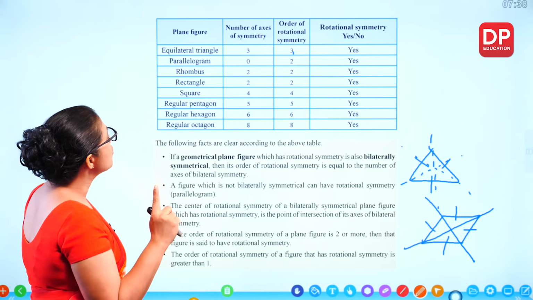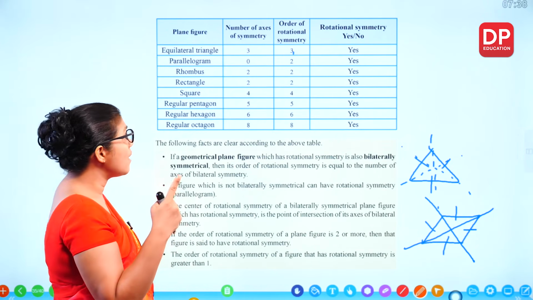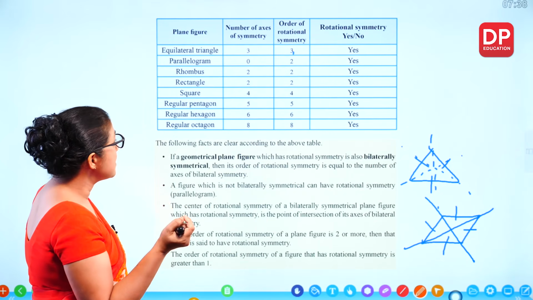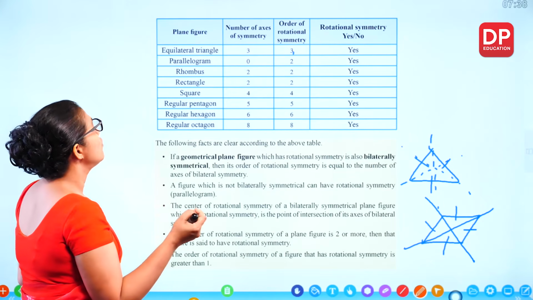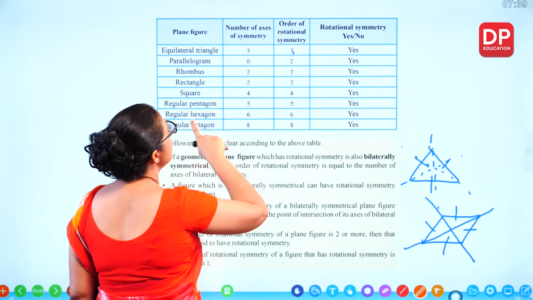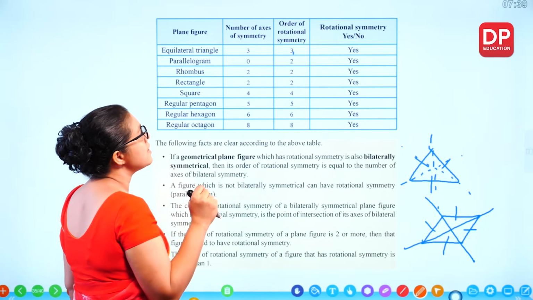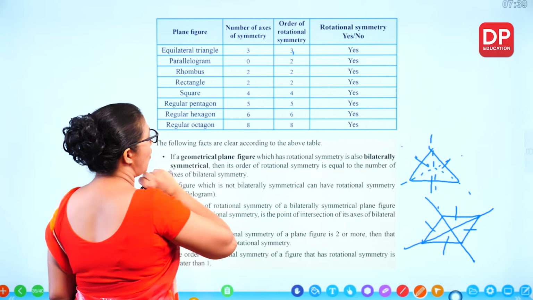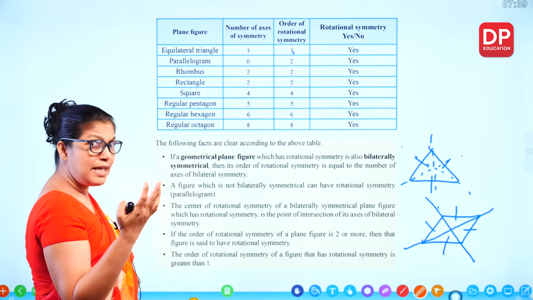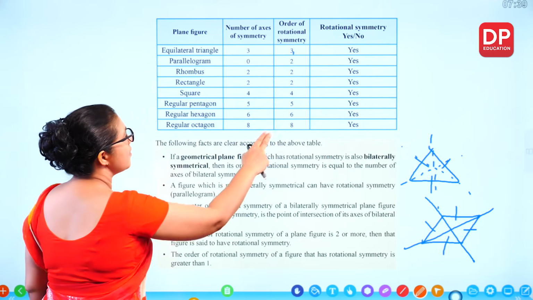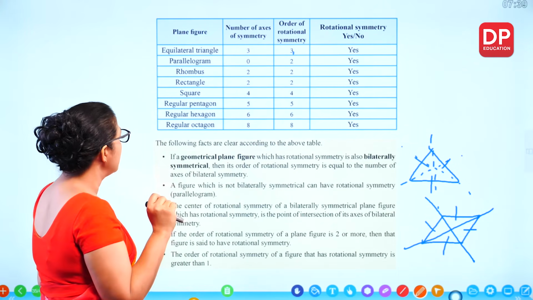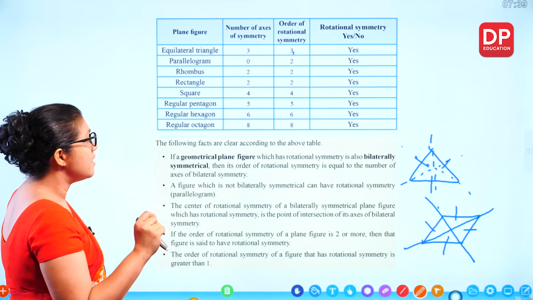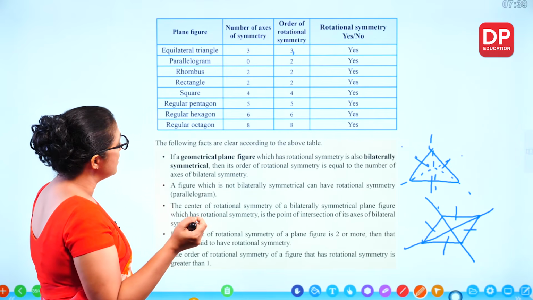Rectangle also similar. Square, 4, because all sides are equal and all angles equal 90 degrees. Regular pentagon, regular means all sides are equal. So 5 times you can get the same shape. So order of rotational symmetry is 5. And the hexagon means 6-sided figure. You get 6. Order is 6. Octagon means 8 equal sides. You get order 8.